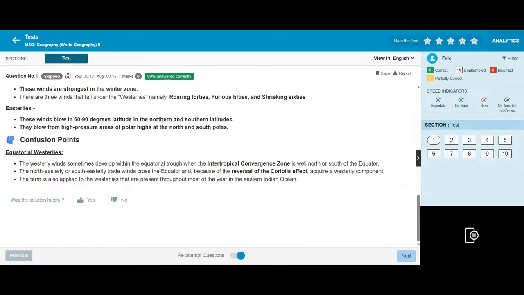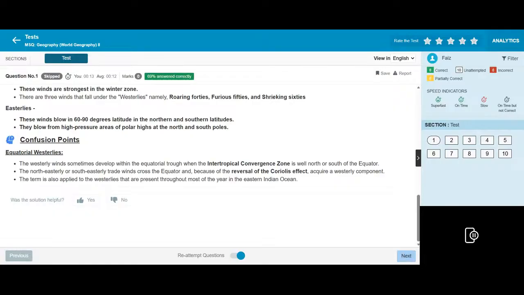Easterlies. These winds blow in the 60 to 90 degree latitude in the northern and southern hemispheres. They blow from the higher pressure area of the polar high at the north and south poles.